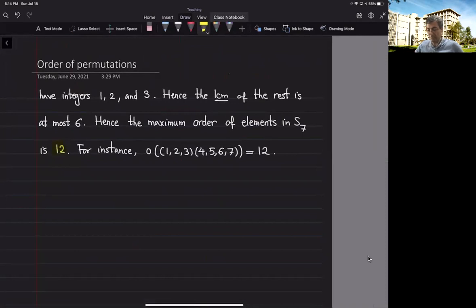And here is an example. I just consider this 3-cycle and this 4-cycle in S sub 7, and the order of this is the least common multiple of the lengths of these disjoint cycles, which is 12, and that will be the maximum of orders of elements of S sub 7, using the fact that the order of a permutation is the least common multiple of the lengths of the disjoint cycles appearing in the cycle decomposition of sigma.